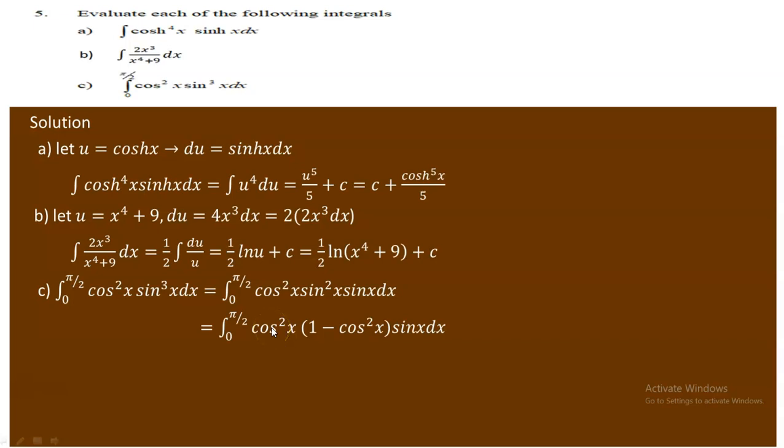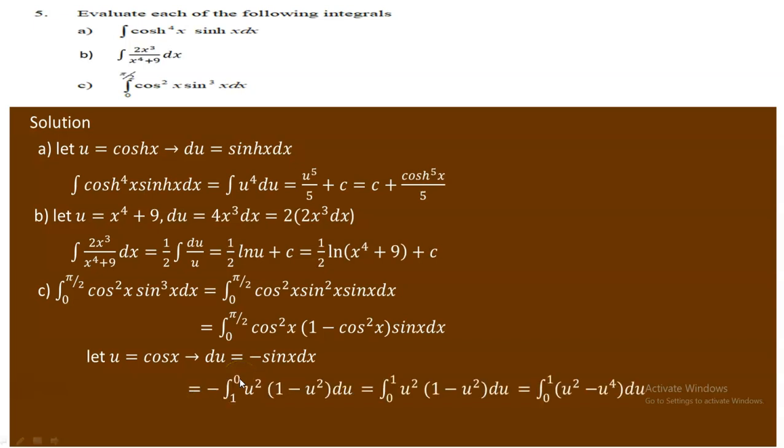Once we have that, this can be changed to this one. We know from the trigonometric identity that sin squared x is 1 minus cos squared x. We are having sin x dx here. So this integration, now we're having this. In place of cos x, let us use u. So du will be minus sin x dx. From this, the integration goes like this.